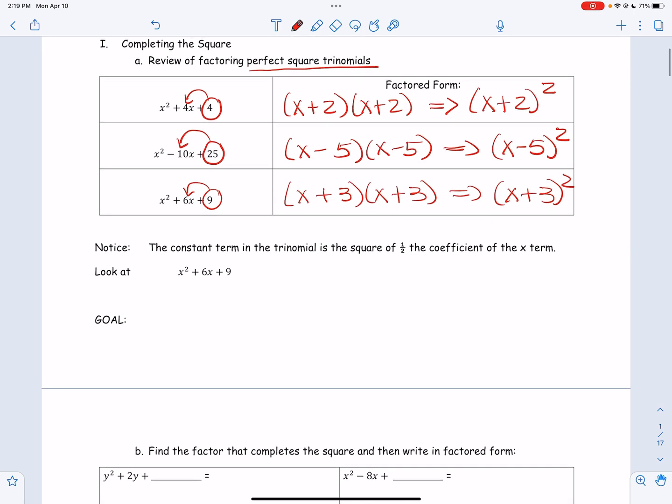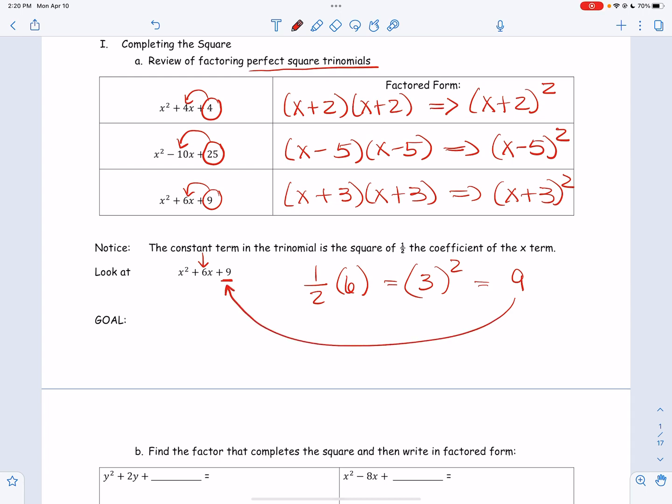So what we're going to notice is that the last term, the 9, is actually half of 6 squared. So if I take half of 6, I get 3, and if I square 3, I get 9, which is right here. So our goal is that we want to get a quantity squared, so we can use the square root property.